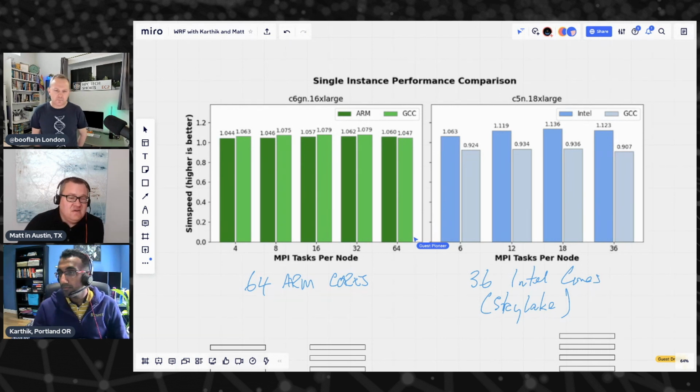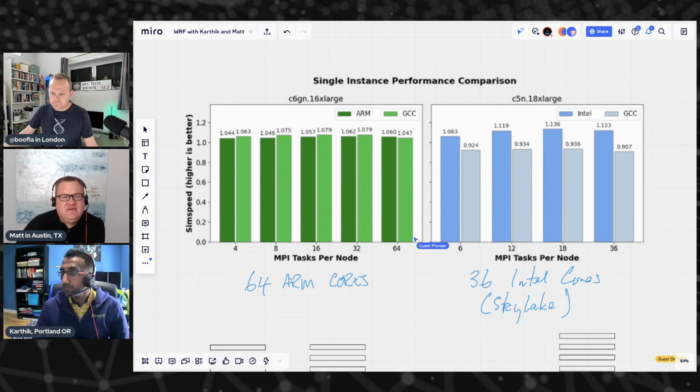So we used OpenMPI on the Graviton side, and then on the Intel side, we tried both the Intel MPI as well as OpenMPI, and we found it was really not much of a difference. So just to be easier to compare, we just use the same version, OpenMPI 4.1.0, on both. Okay, that makes sense.